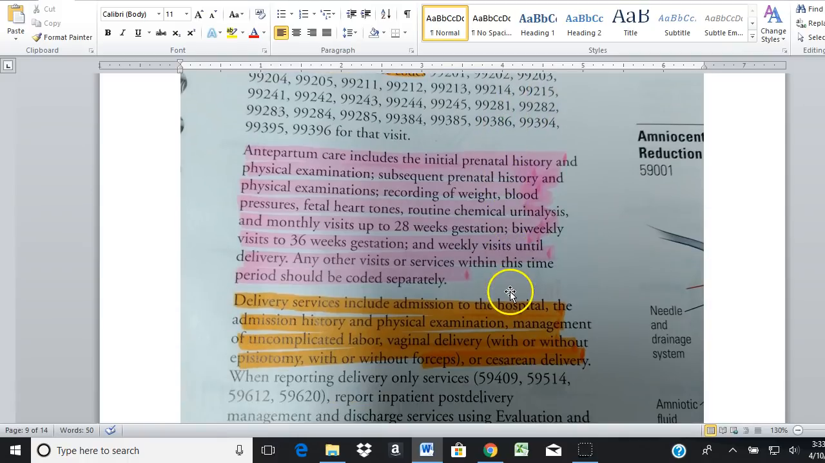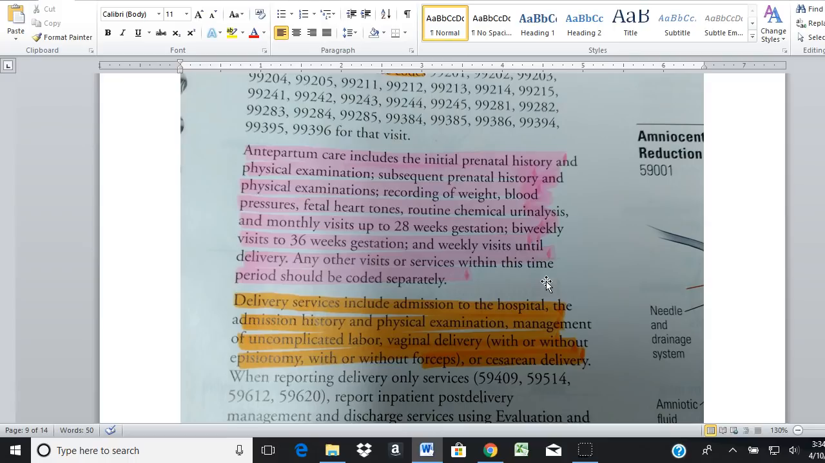So antepartum care includes the initial prenatal history and physical examination. So that's when they go through your history, your family's history, and everything they need to know. Subsequent prenatal history and physical examinations, and again, all those follow-ups. Recording of weight, blood pressures, fetal heart tones, routine chemical urinalysis, and monthly visits up to 28 weeks gestation. So from when mom finds out she's pregnant, she can go once a month, and this is all included.